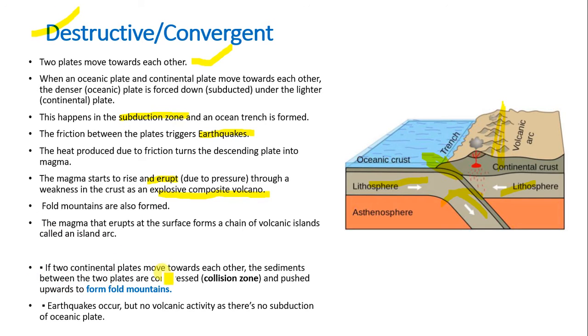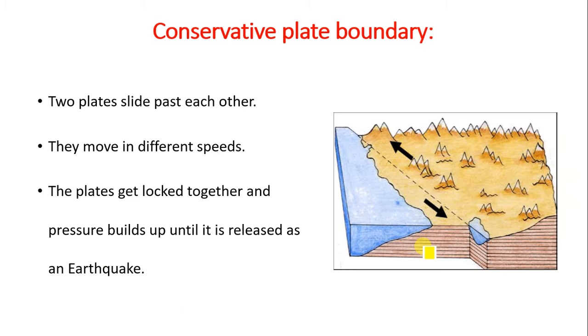Now, if two continental plates move towards each other, the sediment between the two plates is compressed. Because they are both continental plates, none is going to be subducted because none is heavier than the other. So what you have at such a zone is called a collision zone, and you have a series of fold mountains. Now, earthquakes occur, but no volcanic activity, as there is no subduction of oceanic plates in the case of two continental plates moving towards each other. But in the case of destructive boundaries, you have a continental and an oceanic plate moving towards each other for this to actually happen.